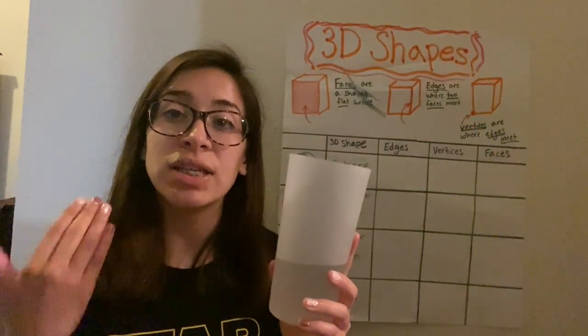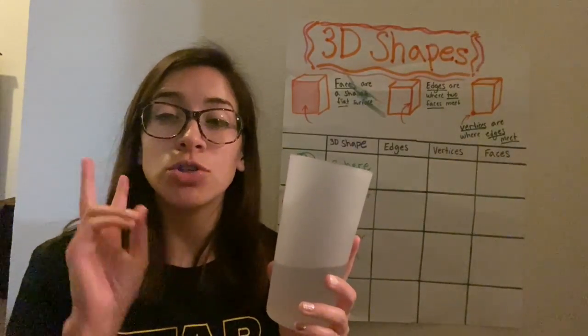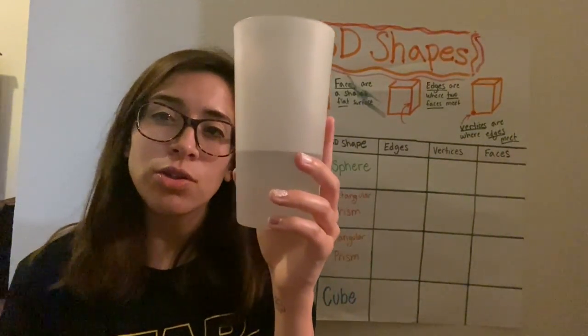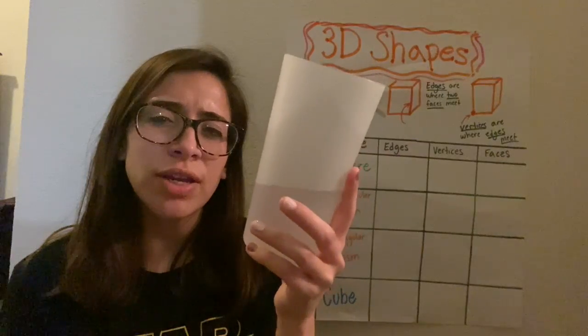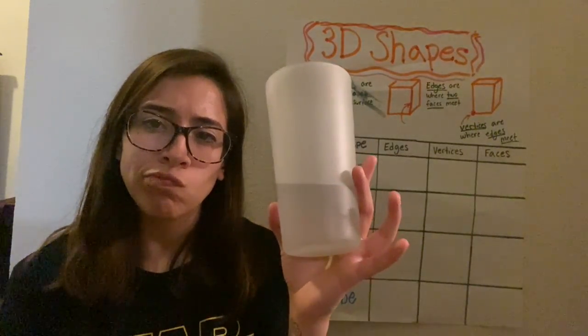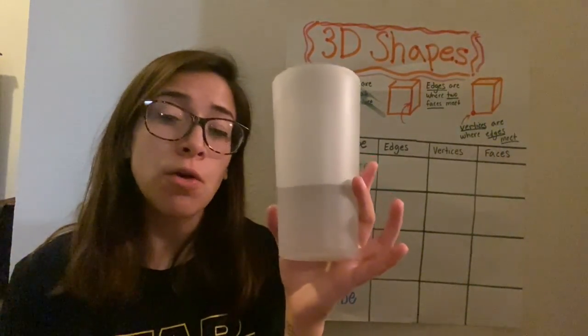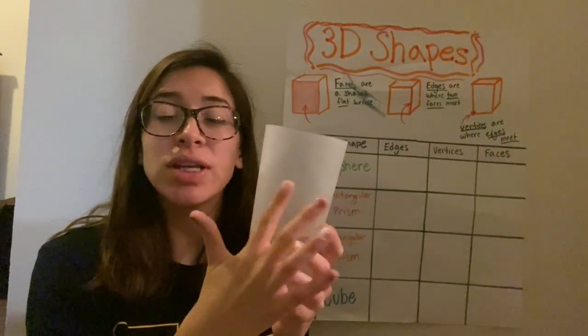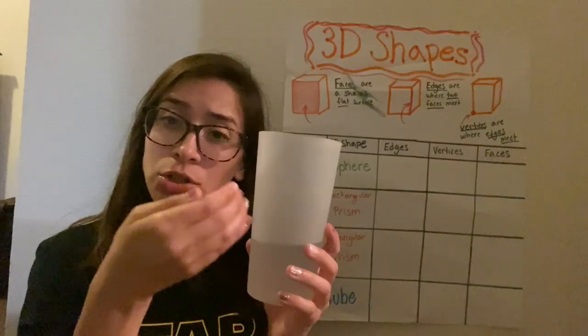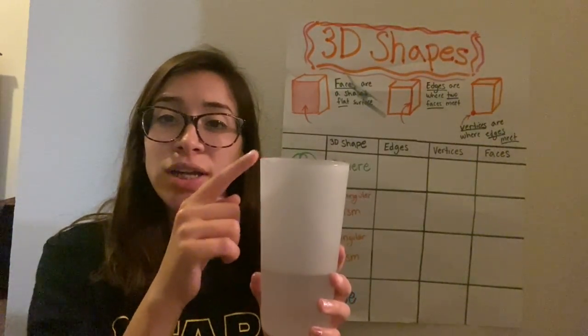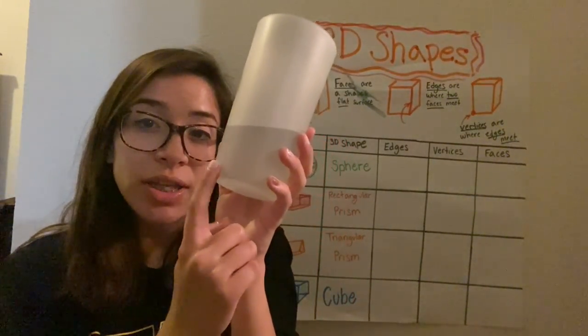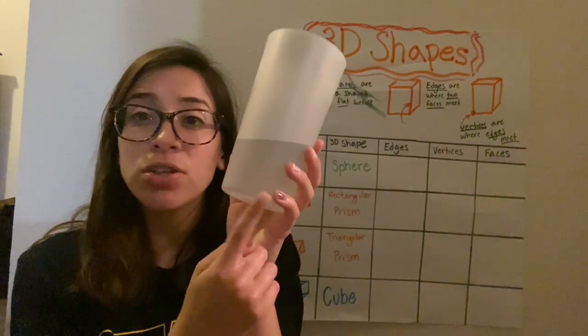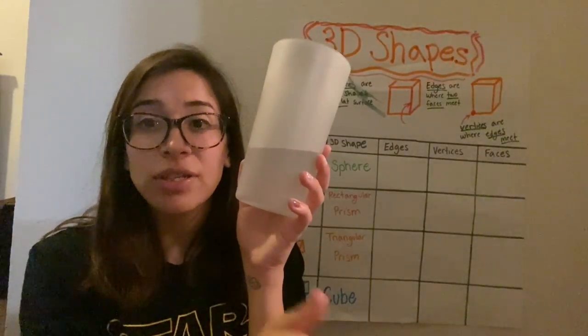Now let's see if it has any edges. Now an edge is where 2 faces meet. So at home, what do you think? Does this have any edges on it? No, really, and let me explain why. We talked about how this curved part is not a face because it's not flat, it's curved. So these 2 connecting, I'm gonna use the bottom here, that's not an edge, it's curved. It needs to be flat, okay?